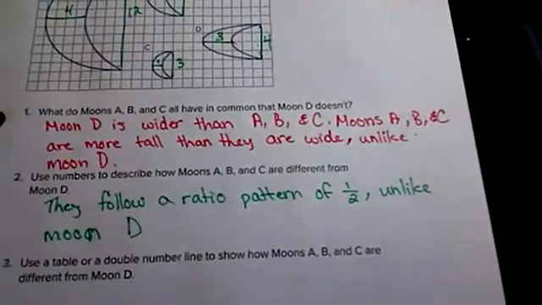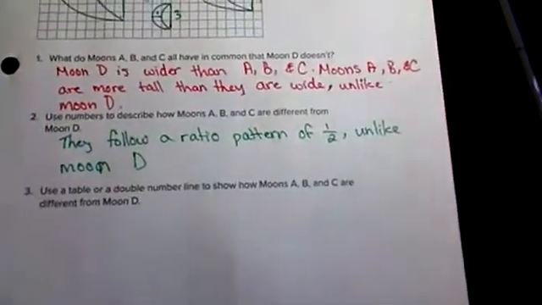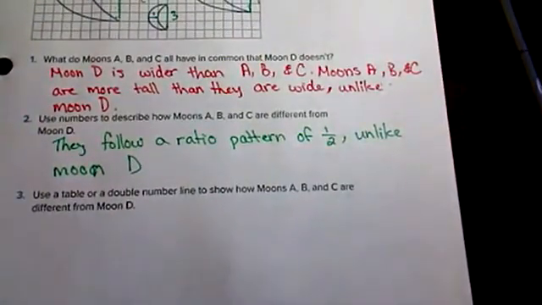All right, now let's look at question 3. So it says to use a table or a double number line to show how moons A, B, and C are different from moon D. So let's set up a table. So this is going to take a moment. You can draw this out with your ruler as well.